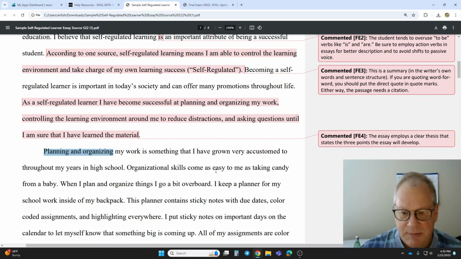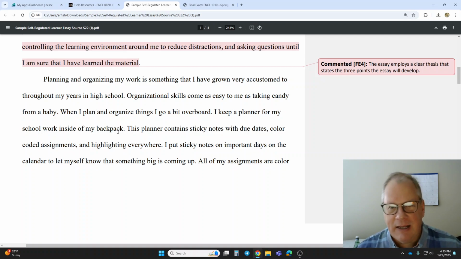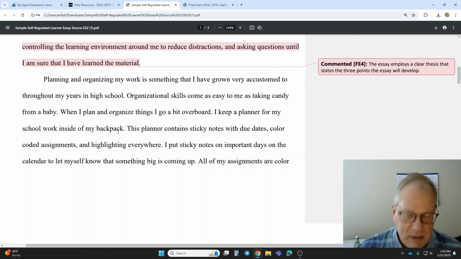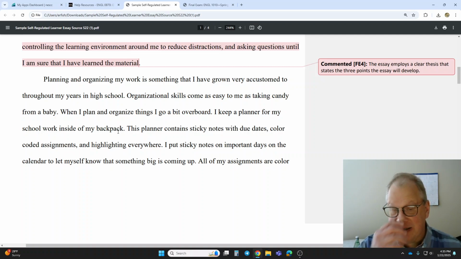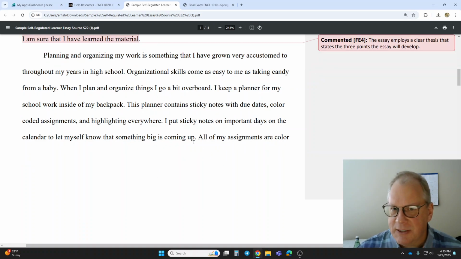Organizational skills come as easy to me as taking candy from a baby, getting a little figurative language in there. And then she's going to get into specific examples. She's talking about her planner, how it has sticky notes, color coding, highlighting everywhere. And I remember every time I changed the due date, it drove her nuts, because she had to open up her planner and change all the dates, even if it was for snow or whatever, even if it was to her benefit. It was just frustrating because she had it all set, and now she had to redo her schedule book. But generally, successful students have some kind of organization and scheduling techniques. And that's what she's talking about here.